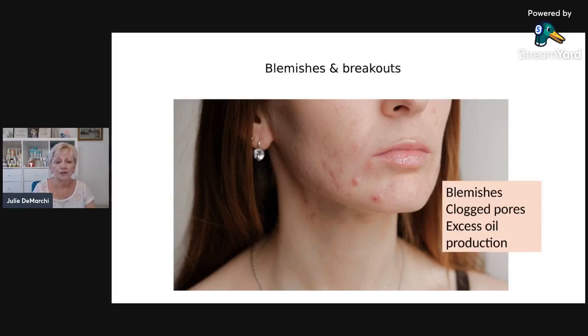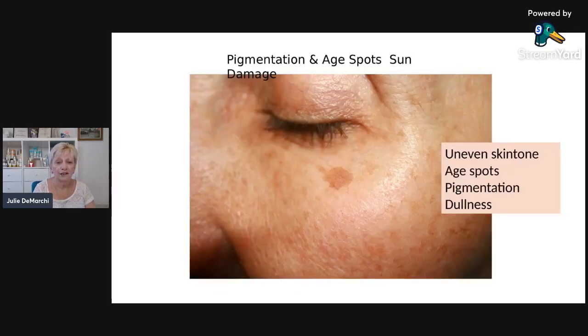Then we've got pigmentation, age spots and sunspots. So this photo shows a lot of sun damage, but you can see that little spot under her eye. That's classed as an age spot or pigmentation. And the rest is basically sun damage. The sun prevents your cells from, as they age, they don't stop the UV rays like they used to, and the rays will go down into the skin cell.